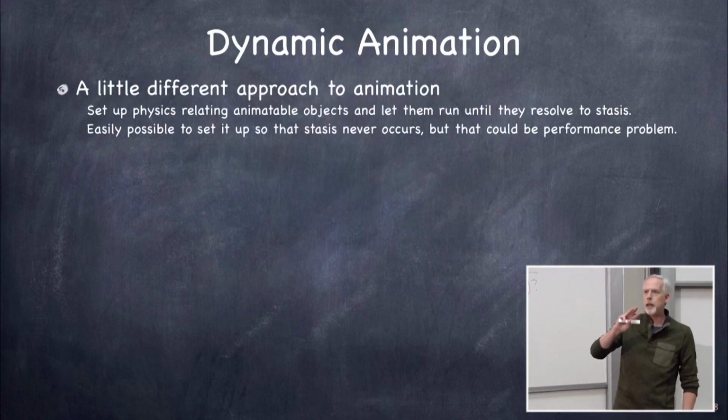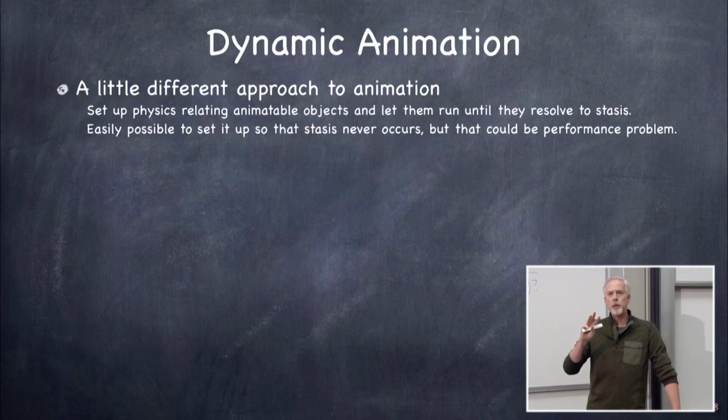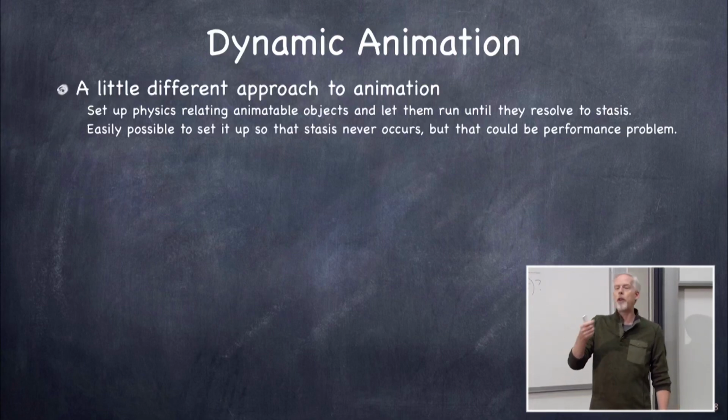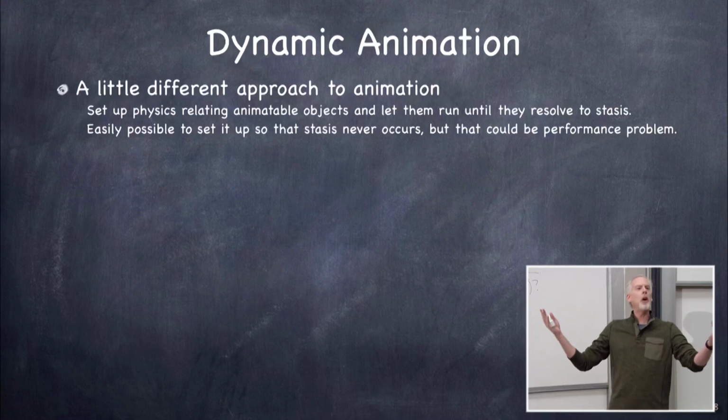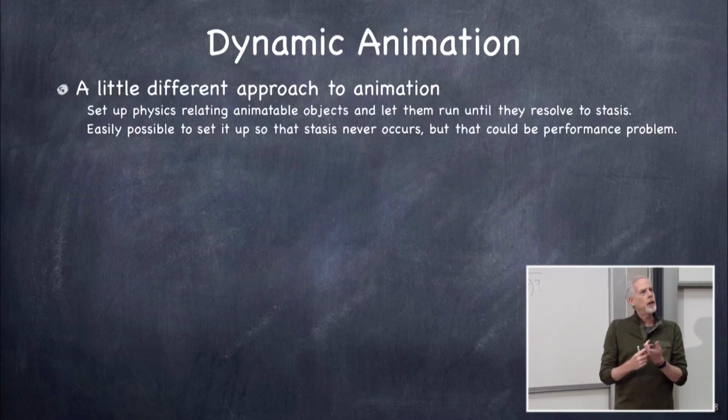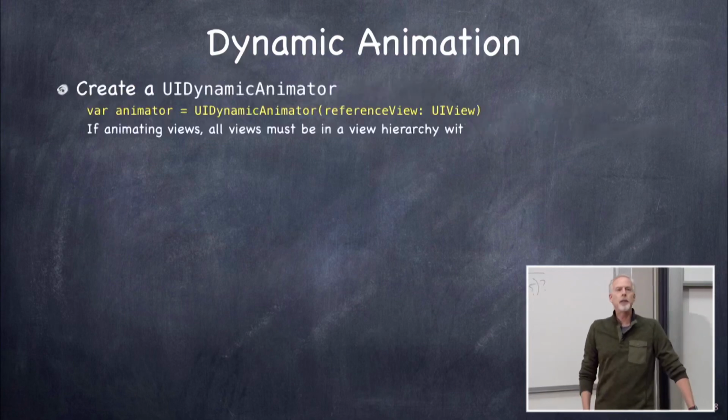Here's number 3. Okay, this one's a little more powerful, a little more complicated. Dynamic animation. It's a little different approach to animation. Here we're going to set up physics attributes on our views and then just tell them to go do what they do. So we're talking physics like density, friction, gravity, stuff like that. You put them on there and then they just start moving because physics, it works, okay? So let's take a look at how you make this happen.